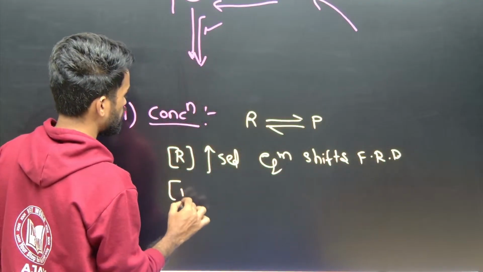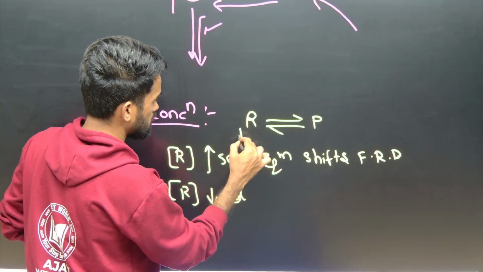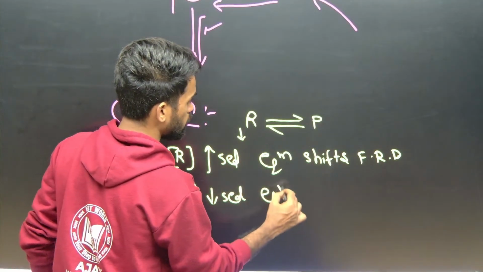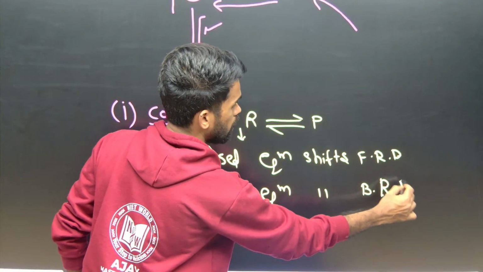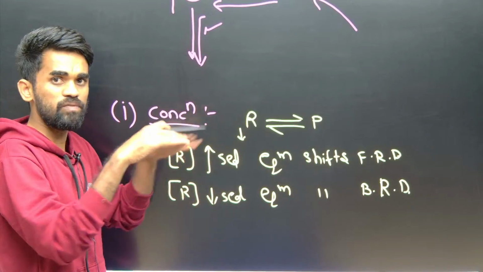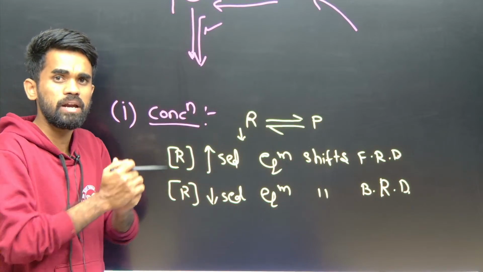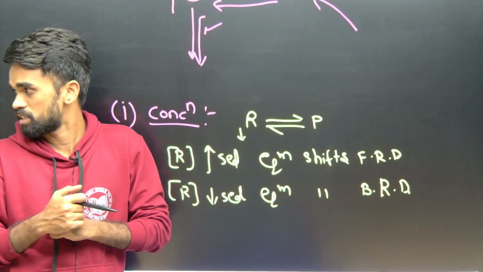If the concentration of reactants is decreased at the equilibrium, then this equilibrium shifts backward to increase the concentration of these reactants. Okay, therefore they will nullify whatever external stress is applied, and they will establish the equilibrium. That's it.